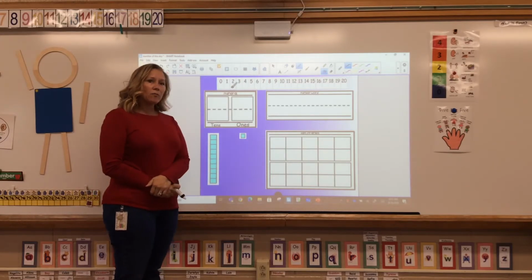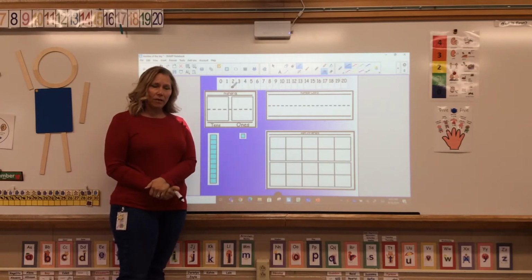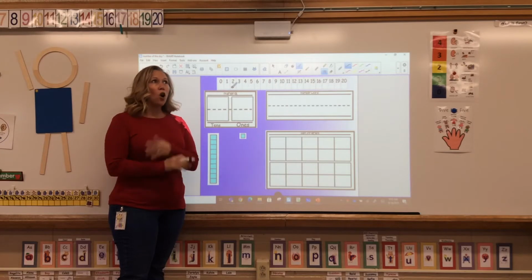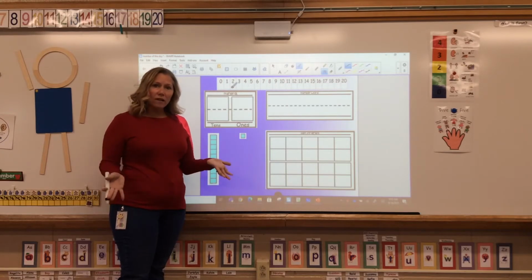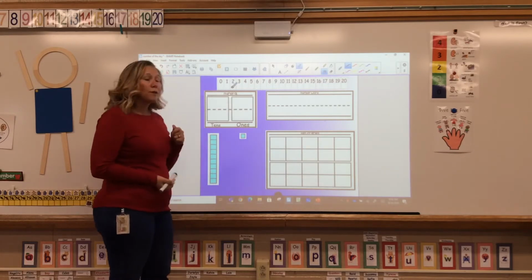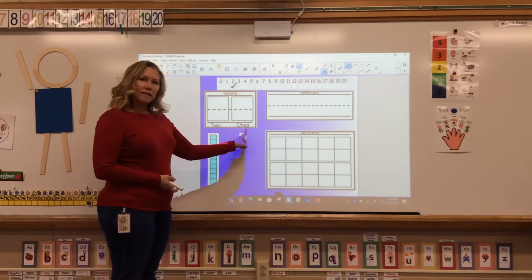Who can tell me, though, is 2 a lonely number or a number pair? That's right, it's a lonely number. Why is it a lonely number? Yes, it's all by itself. It doesn't need another number to make another number. It doesn't need a partner. So if you remember, all lonely numbers go in the ones place.